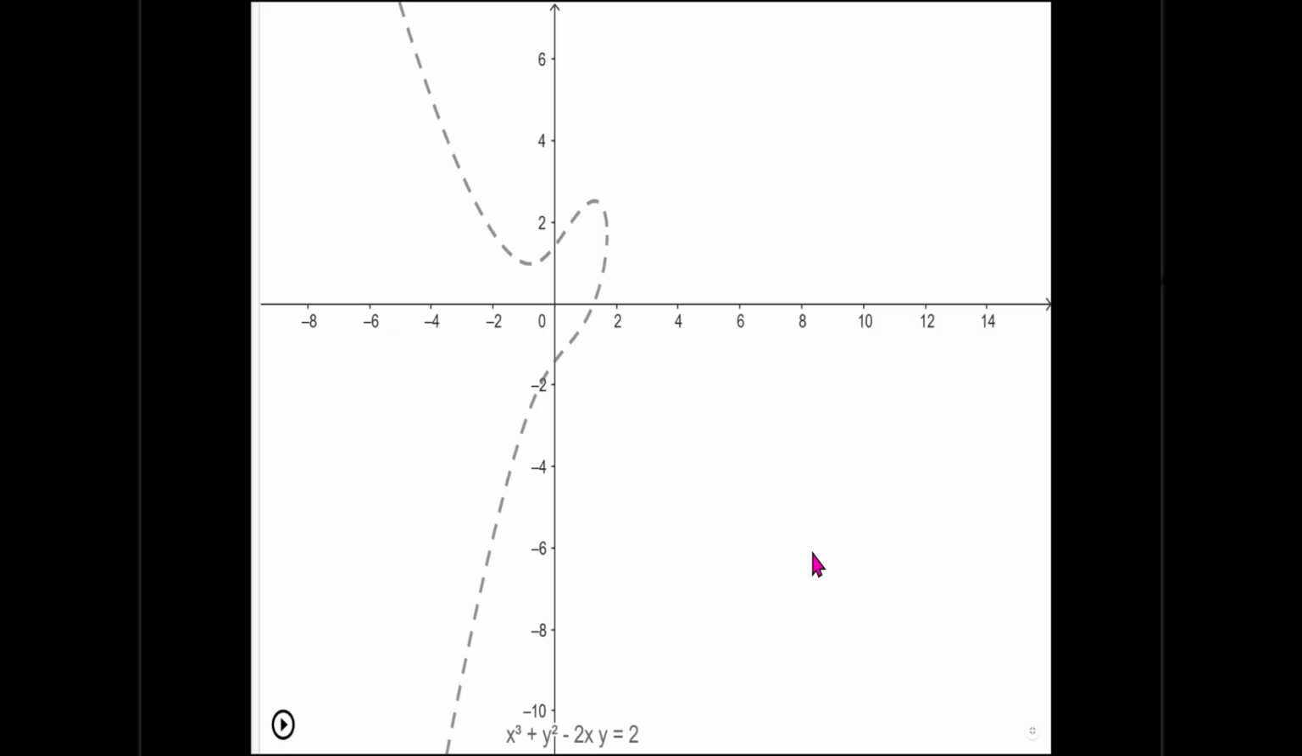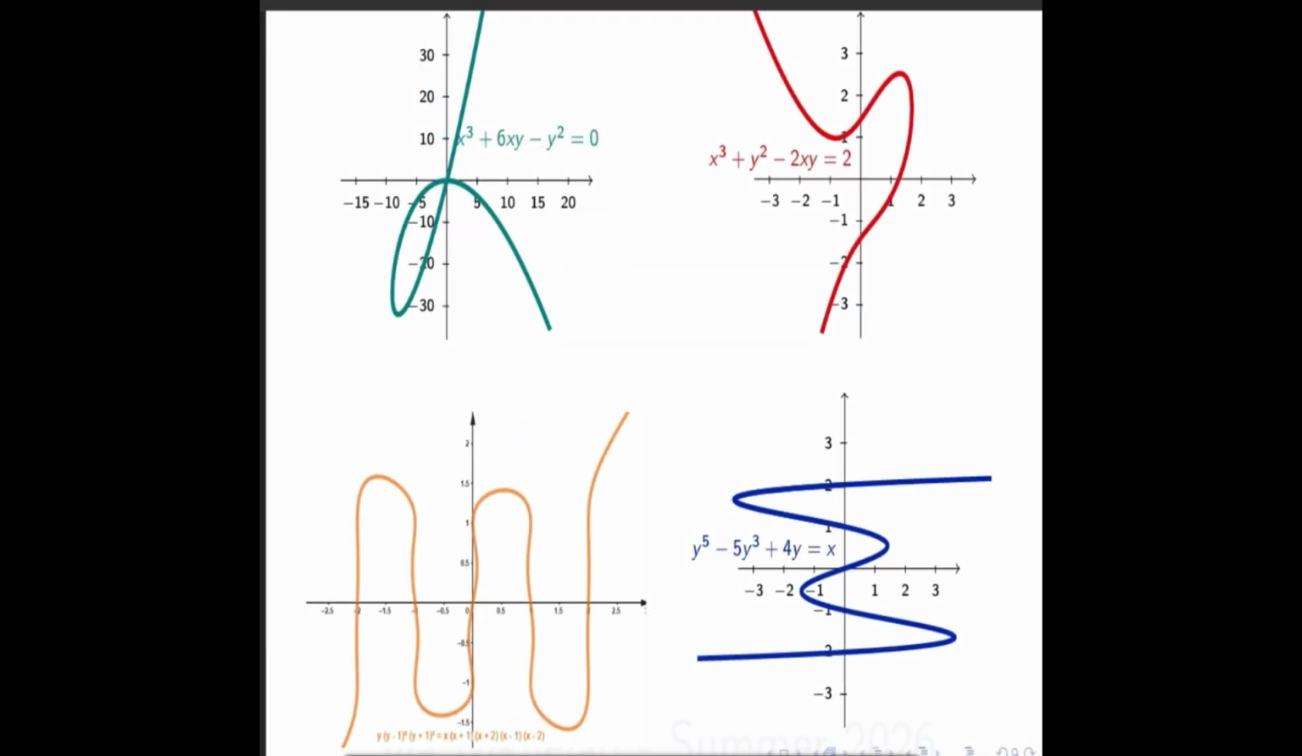For example, x cubed plus y squared minus 2xy equal to 2 can be plotted. Notice that this piece of the graph is the graph of a function. The remaining piece is also a graph of a function. That is, if we graph an equation by plotting all pairs xy that satisfies the equation, the graph may not be the graph of a function.